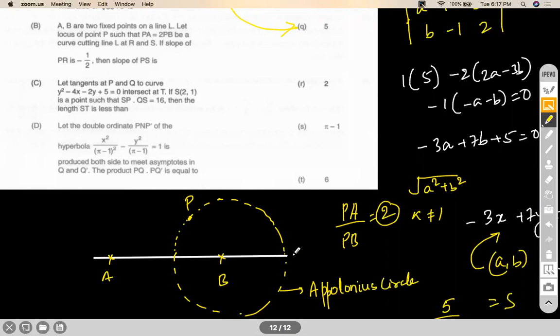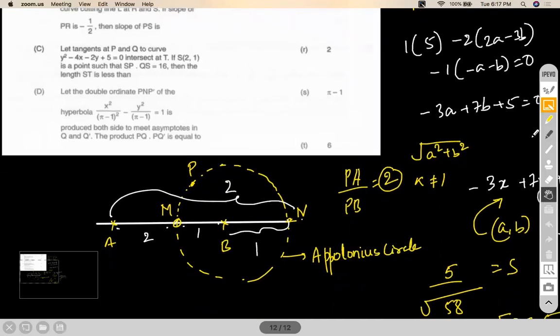Okay. This Apollonius circle has a characteristic that it will cut the line joining A and B at such points, let me use M and N, such that AM is to MB is 2 is to 1, correct? And AN is to NB is also 2 is to 1. That means this is a case where M and N are harmonic conjugates of each other. I'm sure you would have heard of this name, harmonic conjugates.